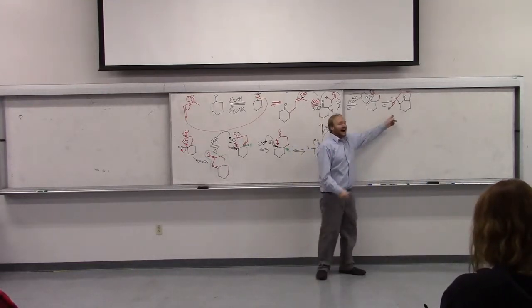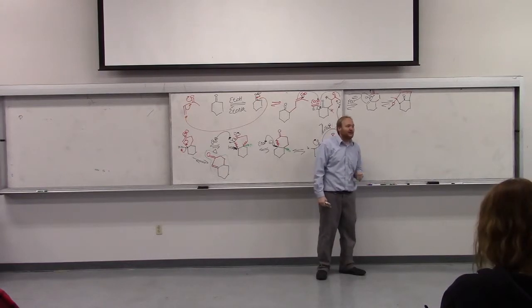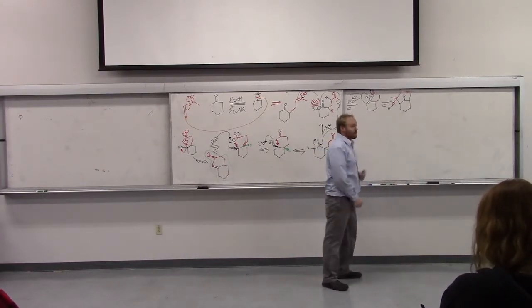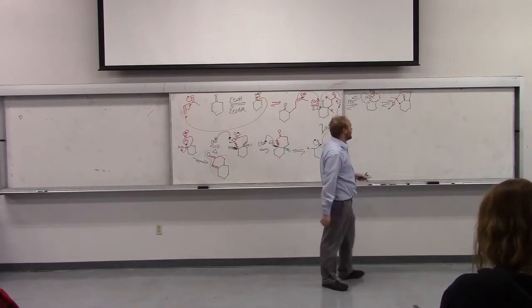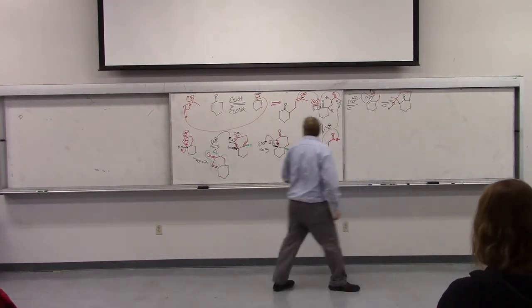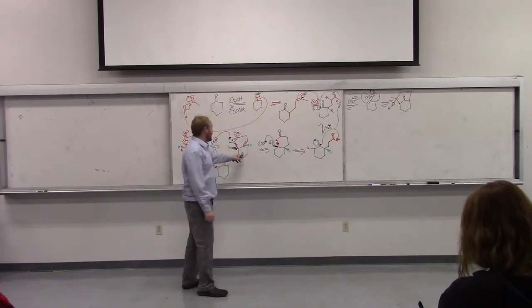The fact I struggled drawing this should tell you we don't usually draw this because it doesn't happen. But why doesn't this happen? Again, it's ring stability. Why is this ring less stable than this ring?